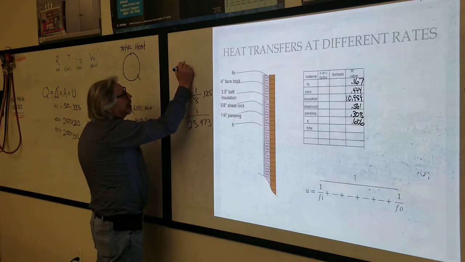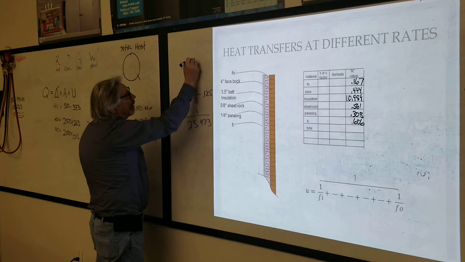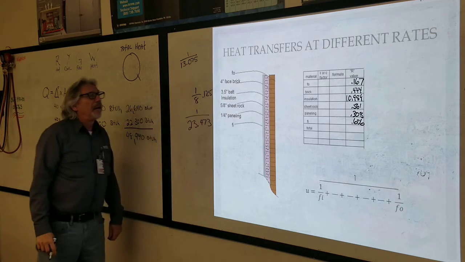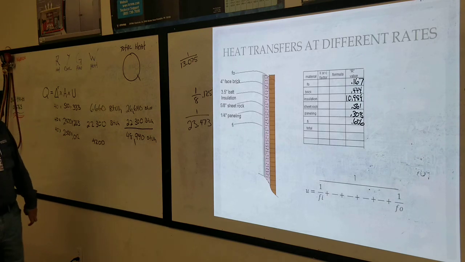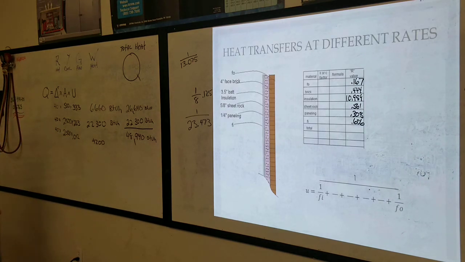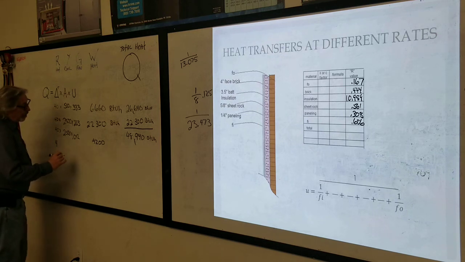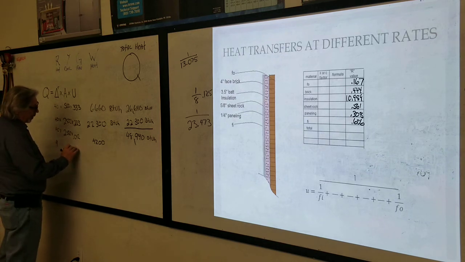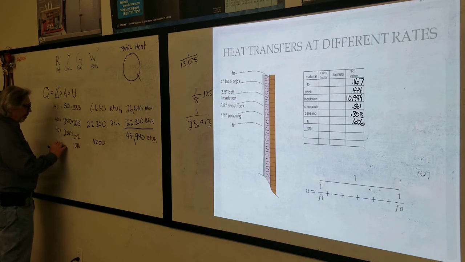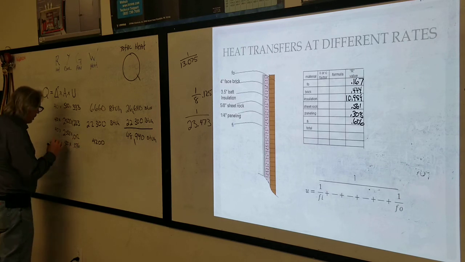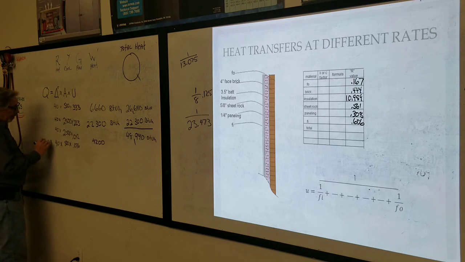13.075. Yep. Reciprocate that is what? 0.076. Yep. And our walls are like 500? Yep. Okay. Remember, we gotta multiply that by 4, right?